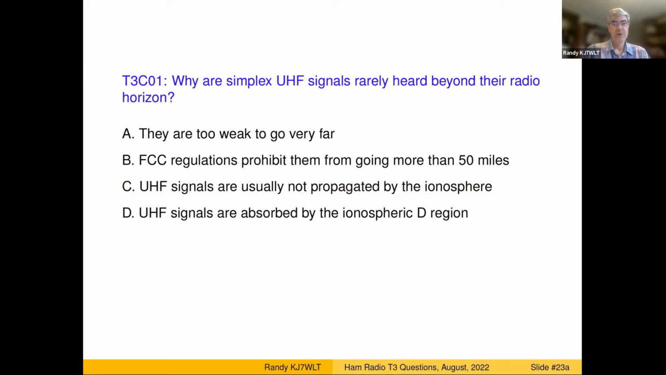Why are simplex UHF signals rarely heard beyond their radio horizon? And again, that's related to what we were just talking about. The UHF signals are usually not propagated by the ionosphere, they go right through. And so really, for the most part, what you hear on UHF is just direct signals coming directly from the transmitting station, or maybe reflected off of something nearby, but not going up high into the ionosphere and coming back down again far away.